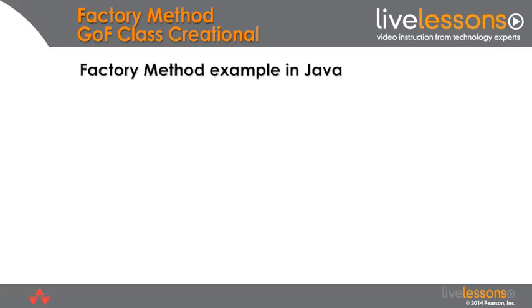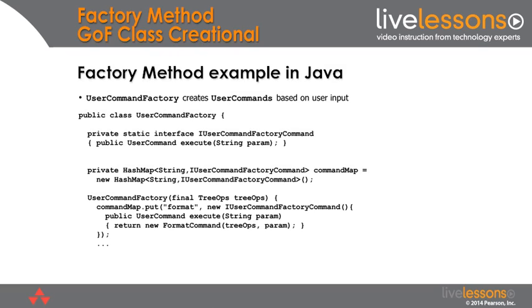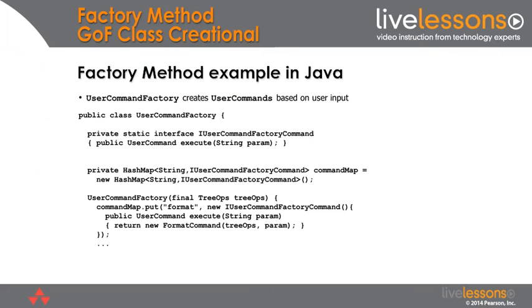using Java. We're going to define the user command factory class, and it's going to have a method called make user command. But before we show that, we're going to demonstrate how we set up the commands that are used to actually implement the factory. We define an interface called IUserCommandFactoryCommand that has a single method defined in it called execute. And execute is going to take in a string, and it's going to return the user command. We then create a hash map, and the hash map is used to map command strings like format, print, and so on to the corresponding command object that knows how to create the corresponding command.